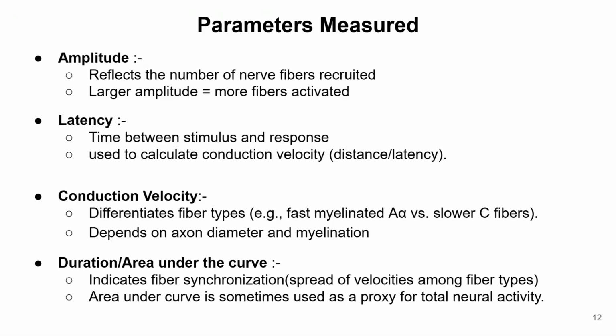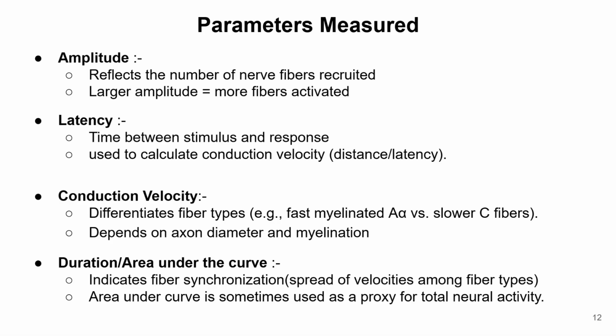First parameter is amplitude, which reflects the number of fibers recruited. A larger amplitude shows more fibers are activated. Second parameter is latency. Latency is basically the time between stimulus and response. Latency is used to calculate the conduction velocity. Third parameter is conduction velocity itself, which helps us to differentiate the different fiber types. Conduction velocity depends on axon diameter and myelination.